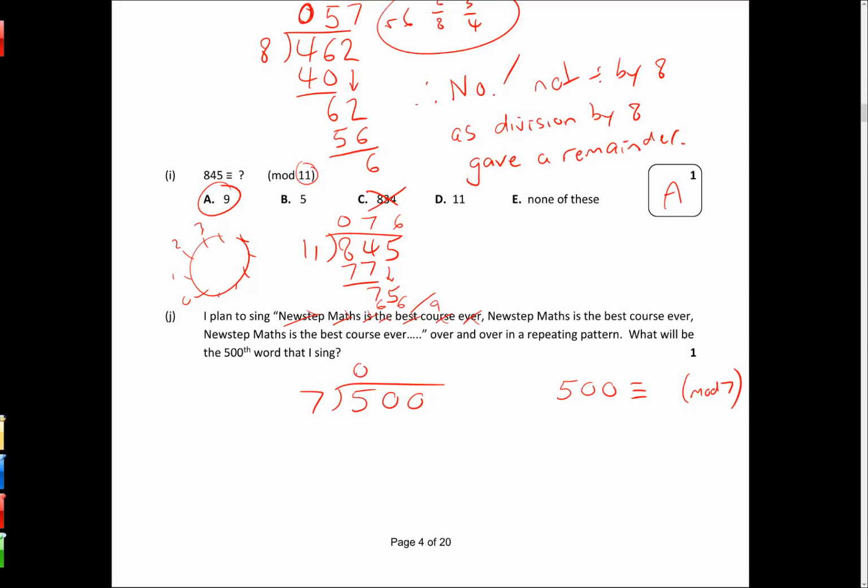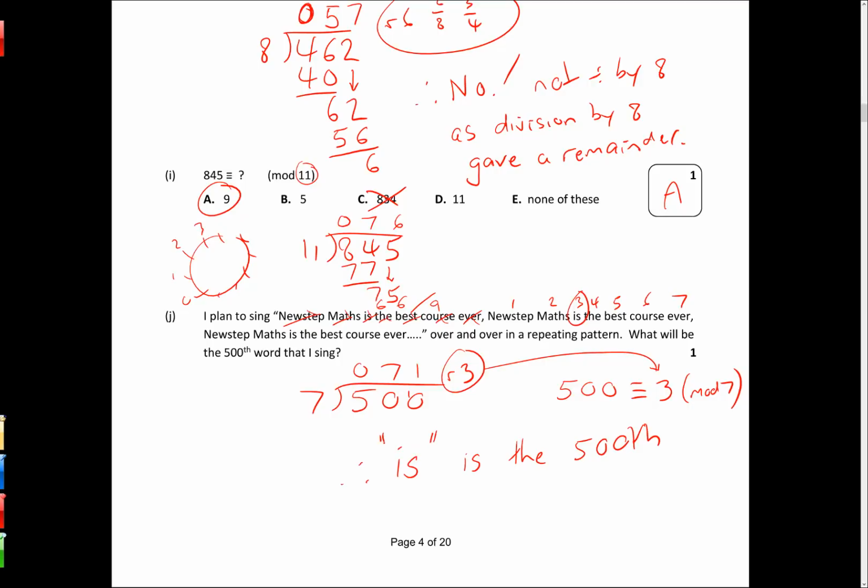Alright, 7s into 5 doesn't happen. 7 7s, I'll do it short division so I don't run out of room. 7 7s are 49. I can take 49 from 50. Leaves me 1. 7s into 10 is 1, remainder 3. And that's it. I know that if I sing this thing, that's the first word, second word, third, fourth, fifth, sixth, seventh word, the 500th word will be equivalent to the third word. And what's the third word? "Is." Therefore, "is" is the 500th.